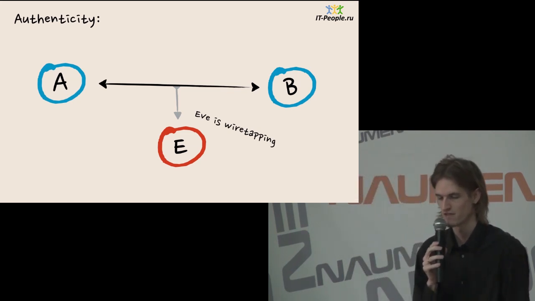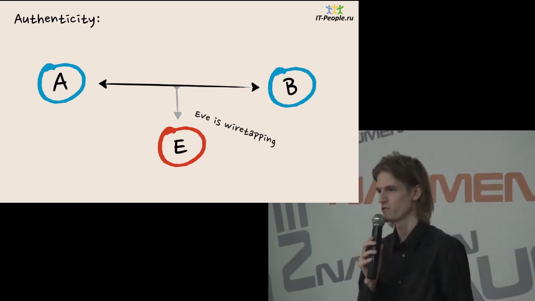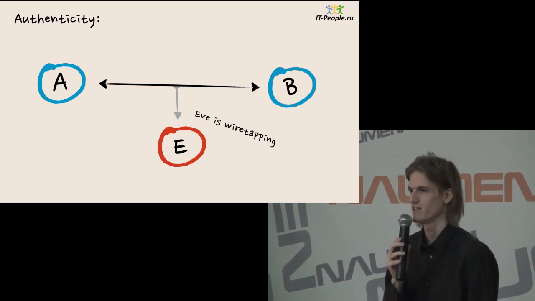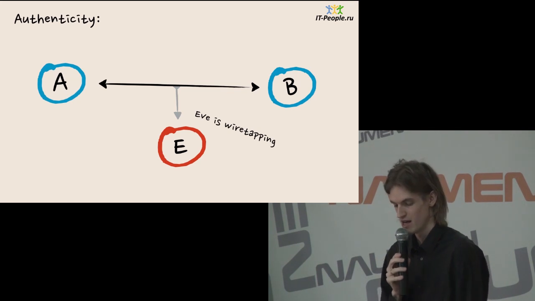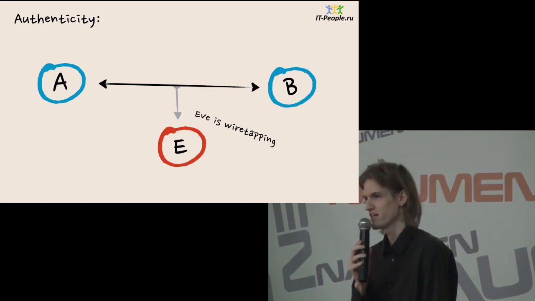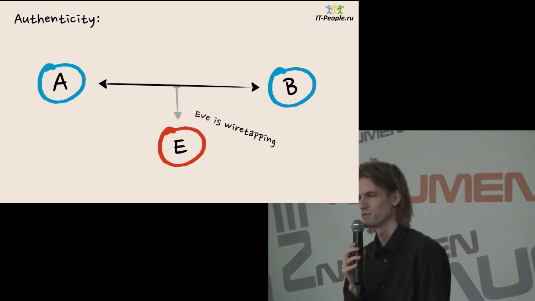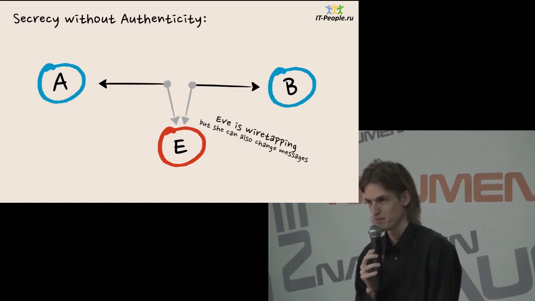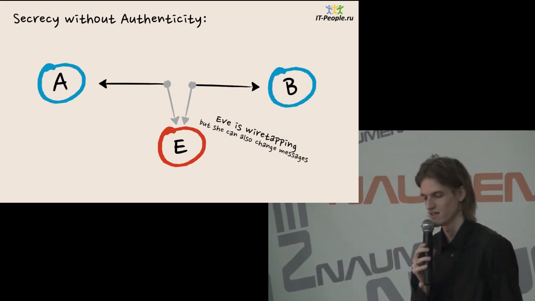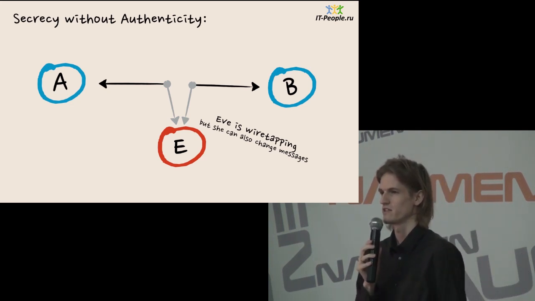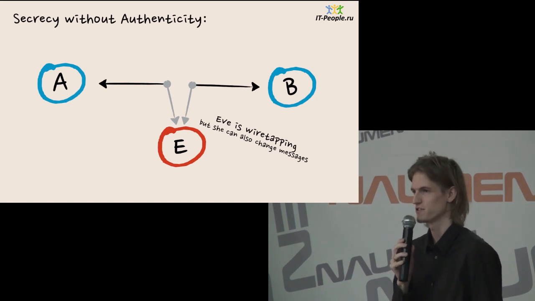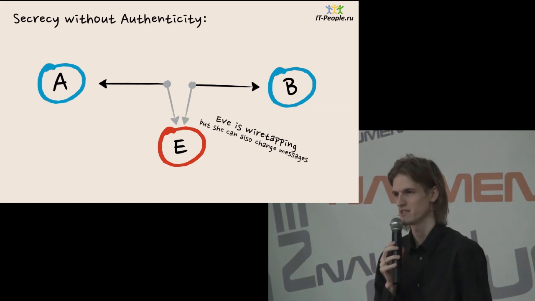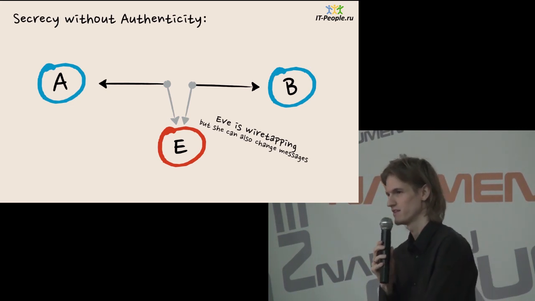So if you have authenticity of completely unencrypted messages, then Alice can send a message to Bob, and Eve can read it, so she's wiretapping. But she cannot modify the message, because Bob would notice if Alice is no longer Alice, but has become Eve. But if you have secrecy without authenticity, then Bob is completely clueless about anything. He got an encrypted message, so he has this feeling that everything was secure. But what actually happened is that Eve got the message in between, decrypted it, and re-encrypted it.